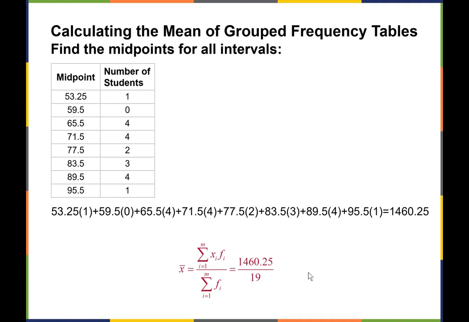Let's have Siri help us. What is 1460.25 divided by 19? It's about 76.8552. 76.86 was the average value for this test. Now, that's not going to be exactly right. If we had all the test scores, we could find the exact right mean. This is just an approximation based on the information that we were given. All right, well, this is the end of section 2.5, and you should be ready to go on and do the homework.